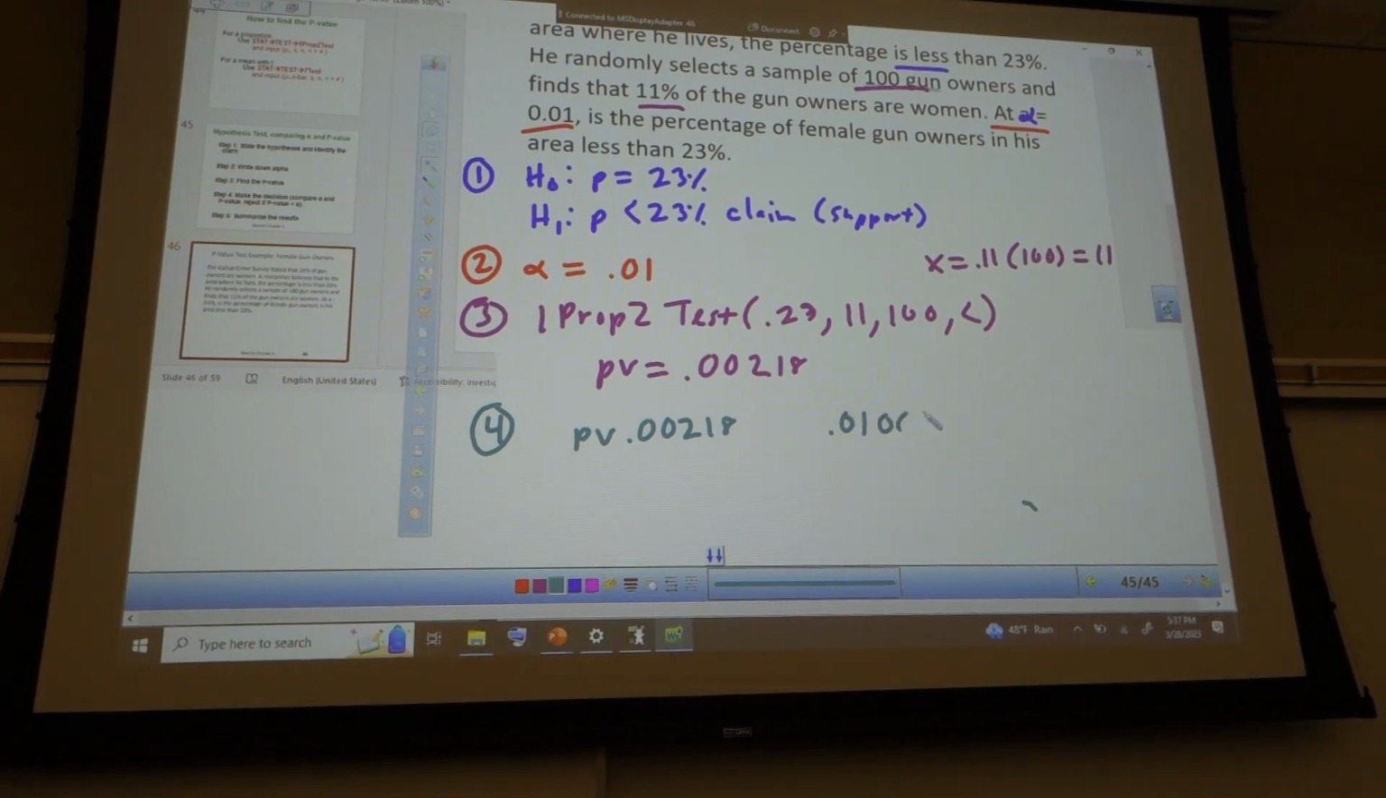So 1, 2, 3. Now to look at it. 10,000 versus 218. 10,000 is totally bigger. Is everybody good with that part? So that means that it's less than alpha. I'm going to reject H naught.